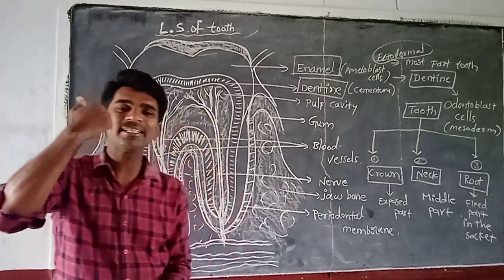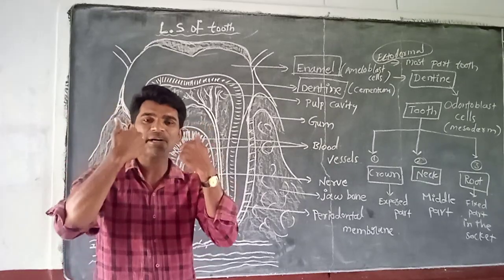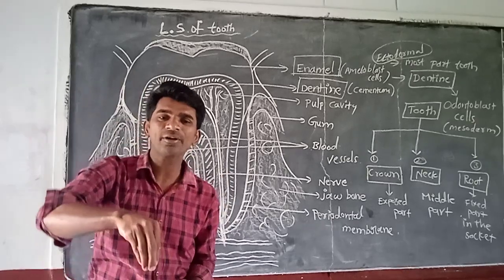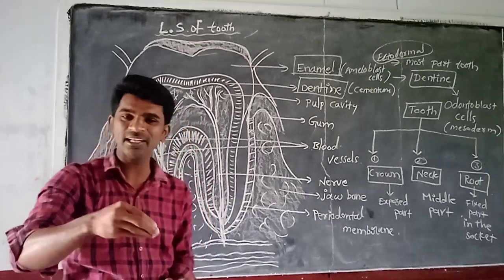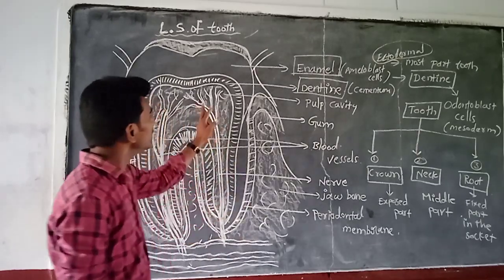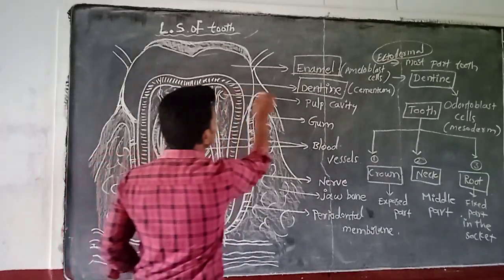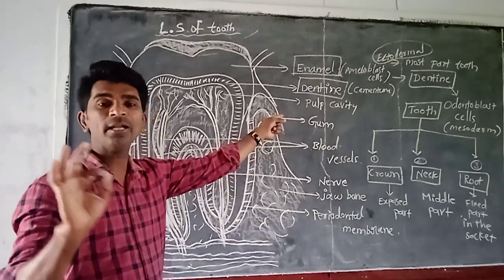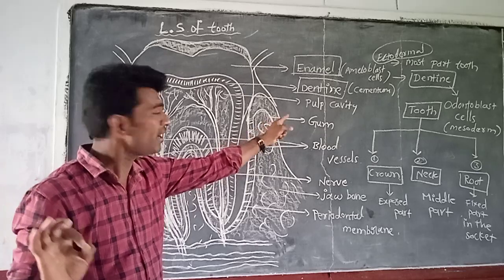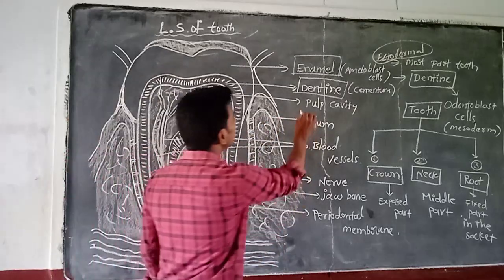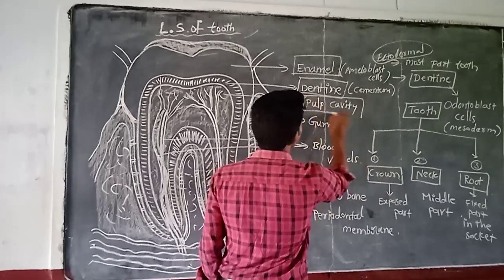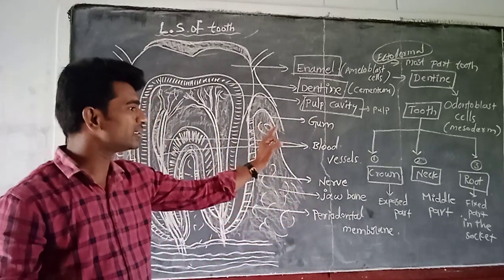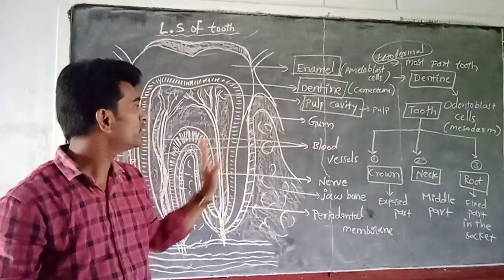The socket is nothing but the jawbone. In the jawbone, sockets are present. Inside the socket, the root is fixed very deep. Inside the tooth, a cavity is present. That cavity is called the pulp cavity. The pulp cavity is filled with a substance called pulp.